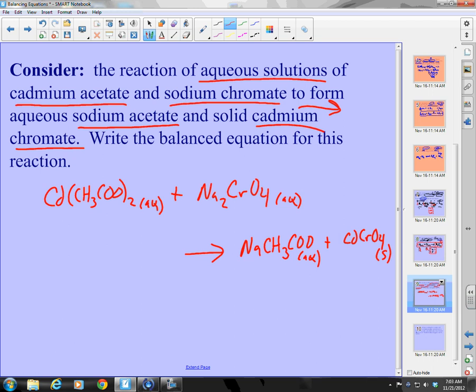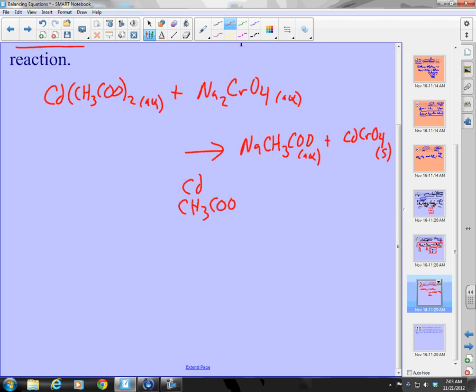Now I want to balance this, changing only what? My coefficients. Now, this is where it makes sense. You know, I said keep your polyatomics, consider them as units, not as individual atoms. So let's try to balance this. We're going to try to balance cadmium, acetate, chromate, and sodium. And where do you want to start? It really doesn't matter here. This looks like the most complicated to me, so let's assume that there's a 1 here. So I'd have 1 cadmium on this side. How many cadmiums do I have on this side? I have 1 so far. Good.